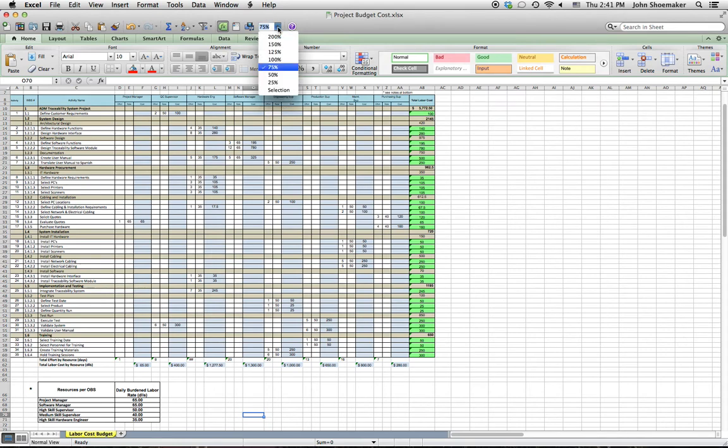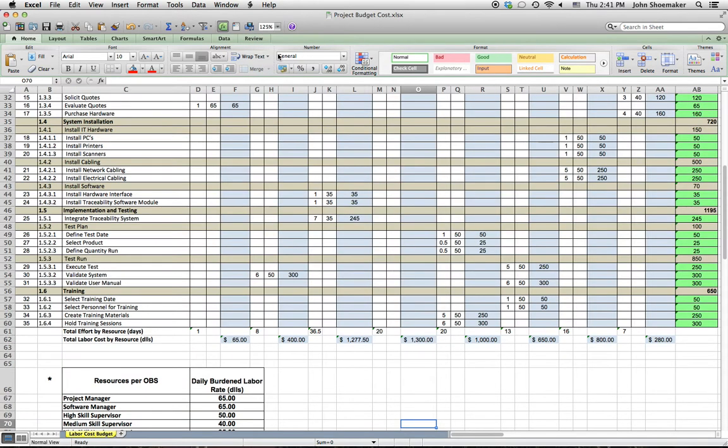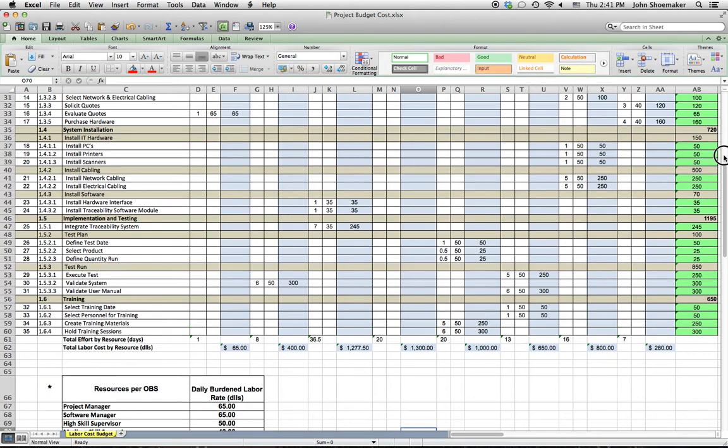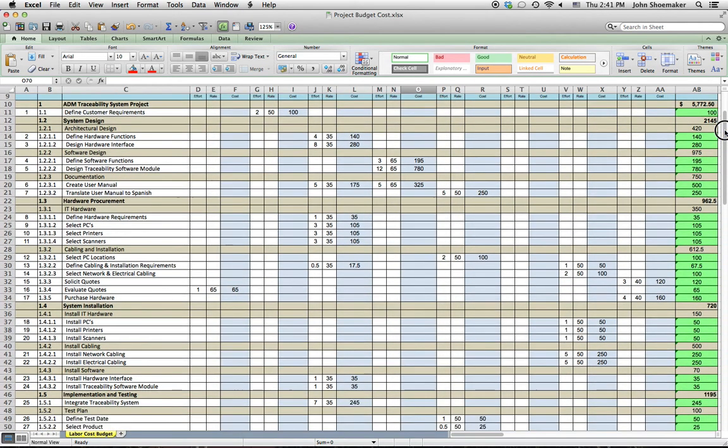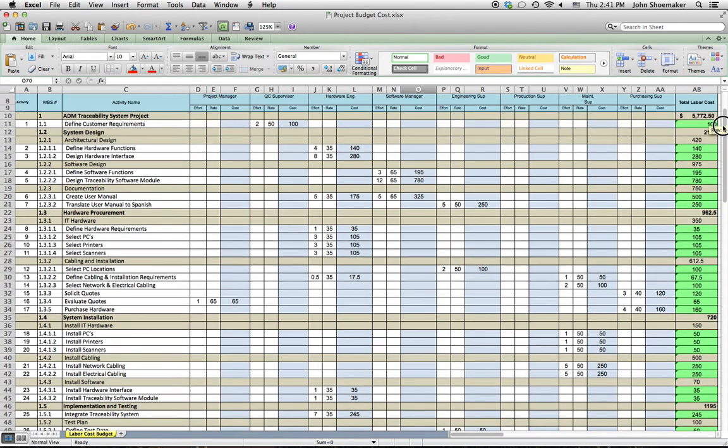So I don't know how much time I'm going to spend talking about some of these, but let's make this a little bit bigger so we can see it. The one thing that you'll notice here is that on the left-hand side, we have the work breakdown structure. In fact, it looks very similar to the responsibility assignment matrix that we had several weeks ago.